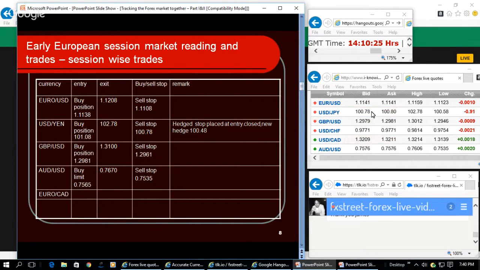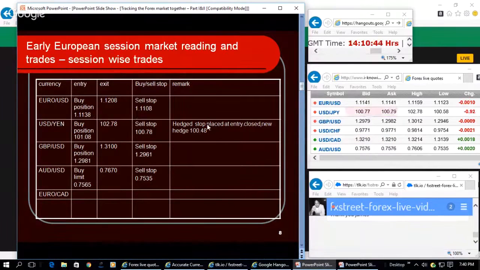of the FOMC interest rate decision. If you look into that other market, then the Australian dollar order was not filled so far. Still, the market is 10 pips above the buy limit order. Let us see whether they are able to fill it.